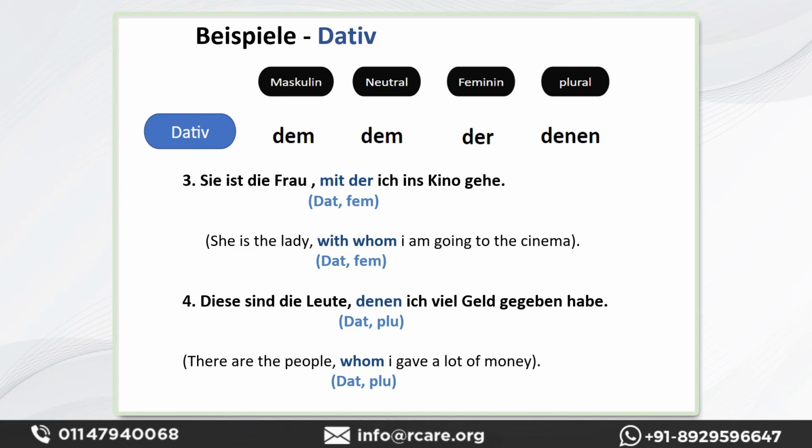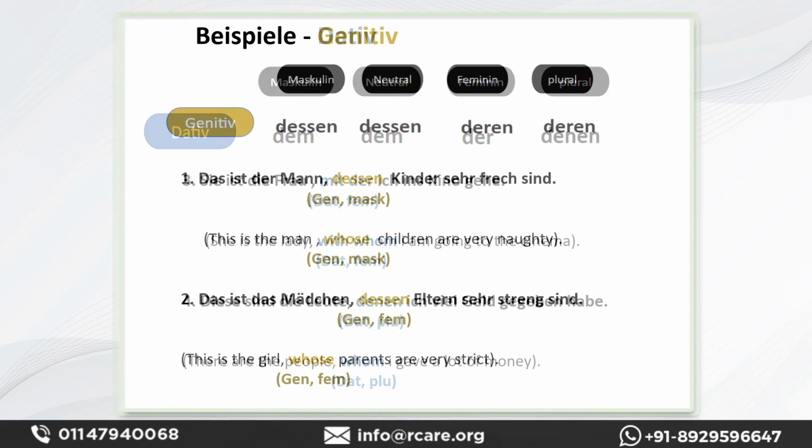Diese sind die Leute, denen ich viel Geld gegeben habe. These are the people to whom I gave a lot of money.